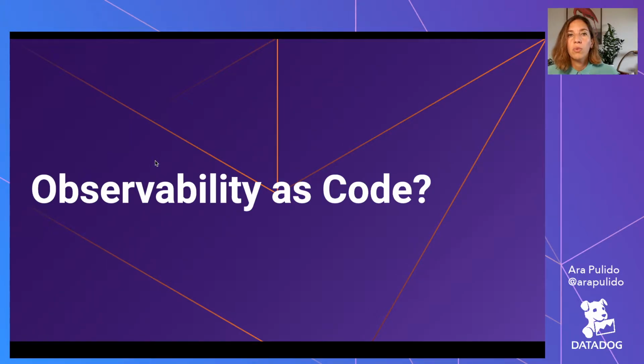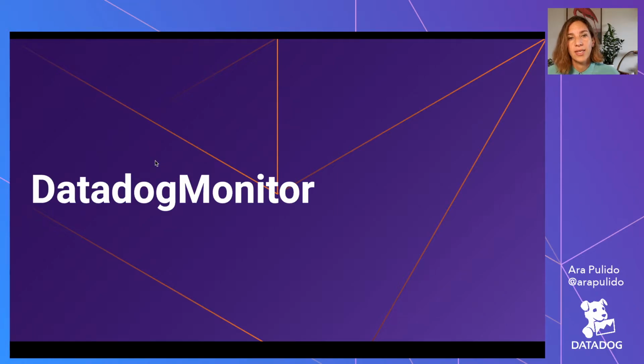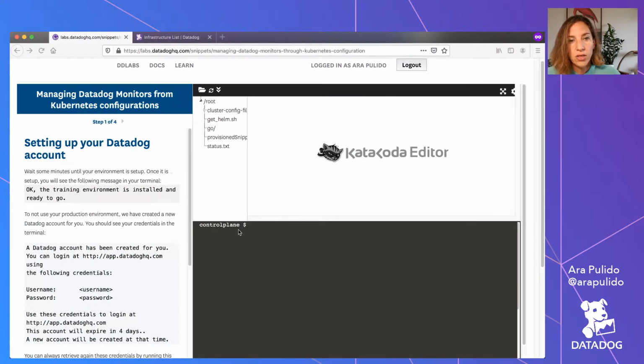Why? Because the people who are creating those configurations are probably the application developers, who understand very clearly what you want to alert on for that application. And that is what DatadogMonitor tries to achieve. DatadogMonitor is a new Kubernetes object, a new CRD as we call it, where you can define the alerts that you want to create for your system or your applications and store them alongside the rest of your Kubernetes configuration. So let's check a demo. So this is the demo environment.